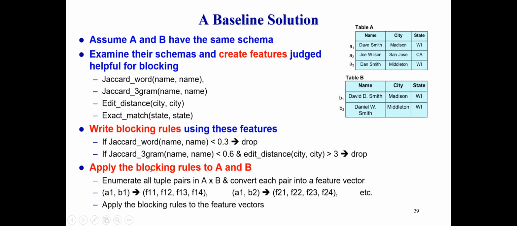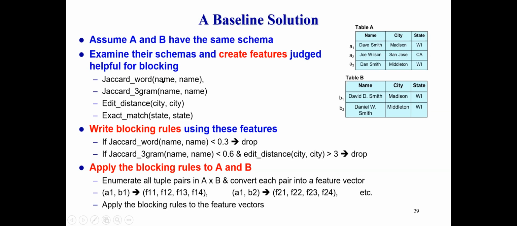Then we're gonna apply the blocking rule to A and B. The simplest solution is to enumerate all tuple pairs in A and B. We're gonna convert each pair into a feature vector. So if we have a pair like A1, B1, we're gonna convert it into a vector of 4 numbers because we have 4 features up here, right? And the same for A1, B2, and so on. Then we're gonna apply the blocking rule to the feature vector. Now, of course, this is impractical because the number of pairs could be very high, right?